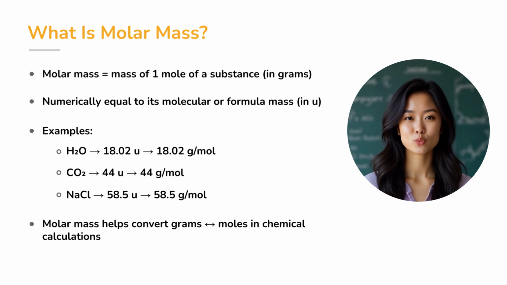In CO2, molecular mass is 44 atomic mass units. Molar mass is 44 grams per mole. In NaCl, formula mass is 58.5 atomic mass units. This makes it easy to convert grams to moles in calculations.